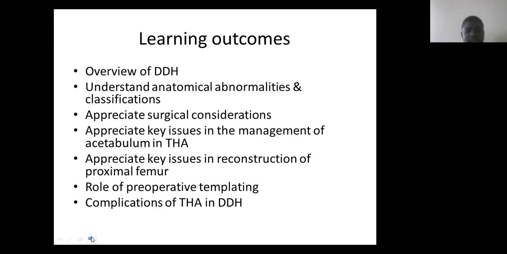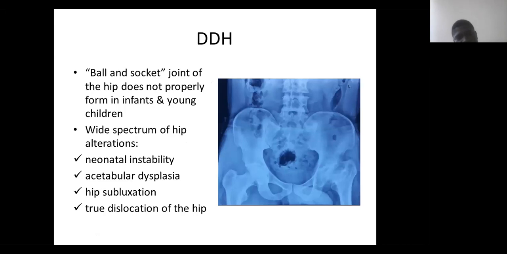So DDH entails dysplasia, or the ball and socket joint of the hip not forming properly in infants and in children. It's a wide spectrum of alterations, from just instability to acetabular dysplasia or proximal femoral dysplasia or both, or a patient who may also progress to hip subluxation or true dislocation of the involved hip.